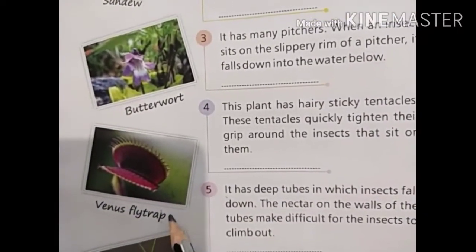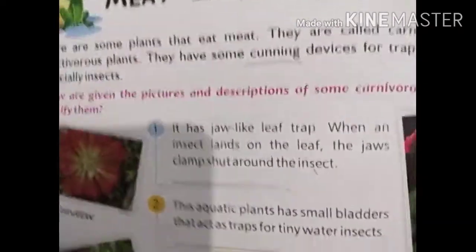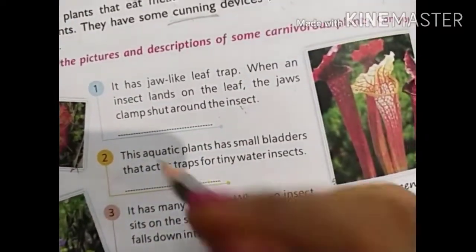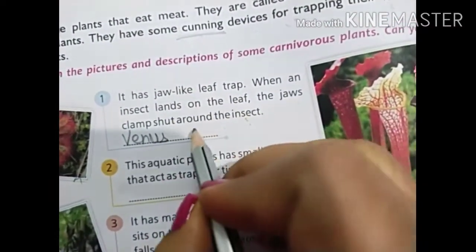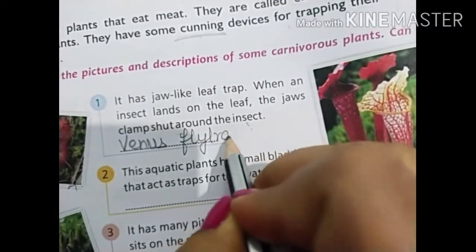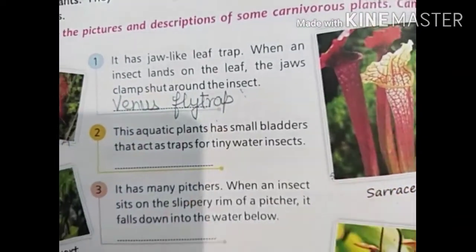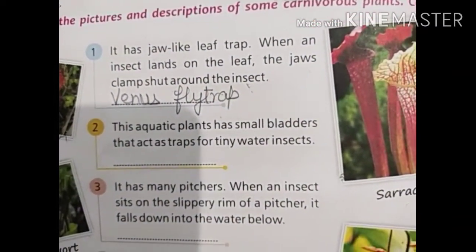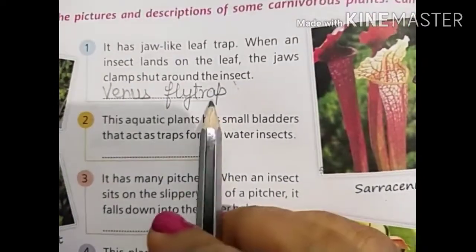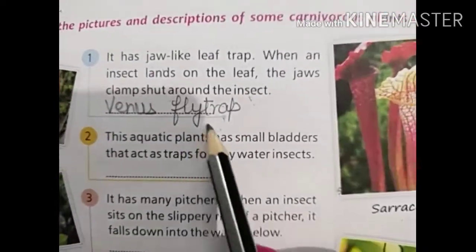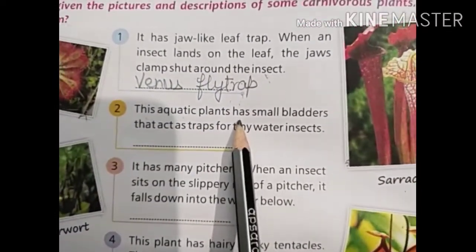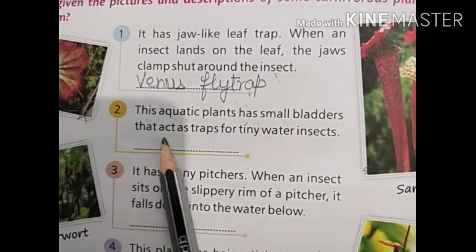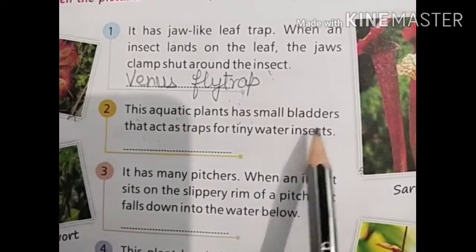So this plant is Venus flytrap. According to the question, the answer will be Venus flytrap. Trap means to catch someone, to trap someone in a net. So that is trap, Venus flytrap. Mostly insects are trapped by the plant. The next one is: this aquatic plant has small bladders that act as traps for tiny water insects.